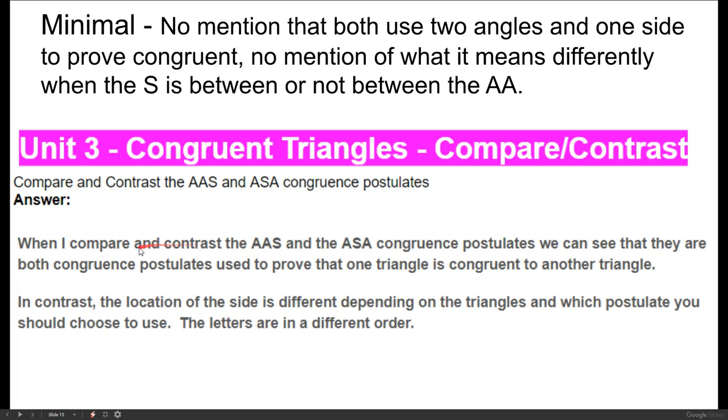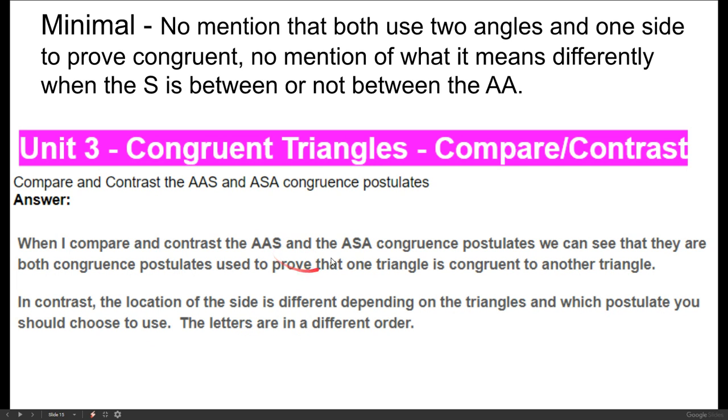Okay, on the next one, this is my minimal. When I compare and contrast the AAS and the ASA congruence postulates, we can see they are both congruence postulates used to prove that one triangle is congruent to another. In contrast, the location of the side is different depending on the triangles and which postulate you should choose to use. The letters are in a different order.